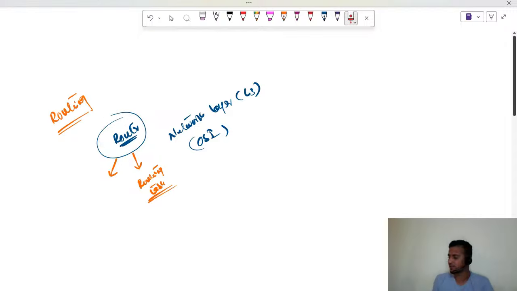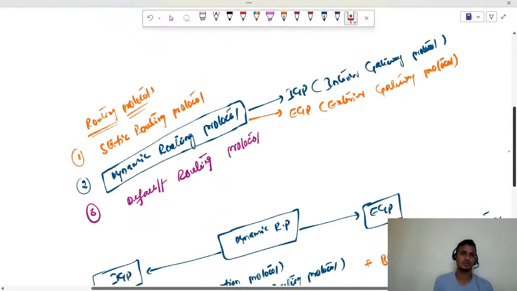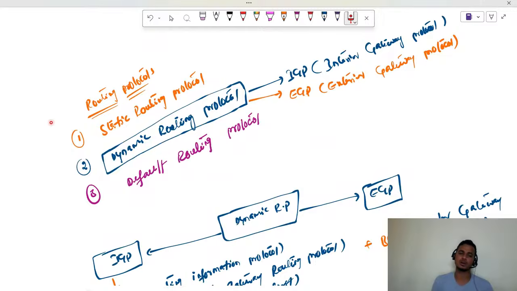Generally we are studying CCNA, right? So to perform the routing we require a router. A router works on layer 3, the network layer of the OSI model. The OSI model has 7 layers, which you already know. So we know about routing. Now, how many types of routing protocols do we have?